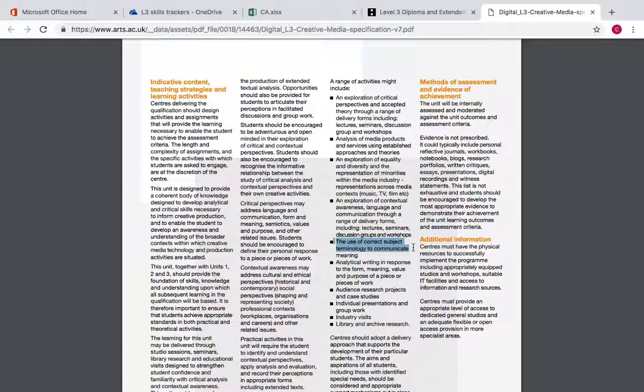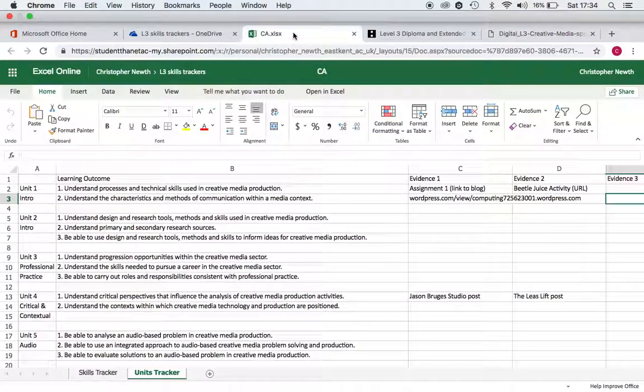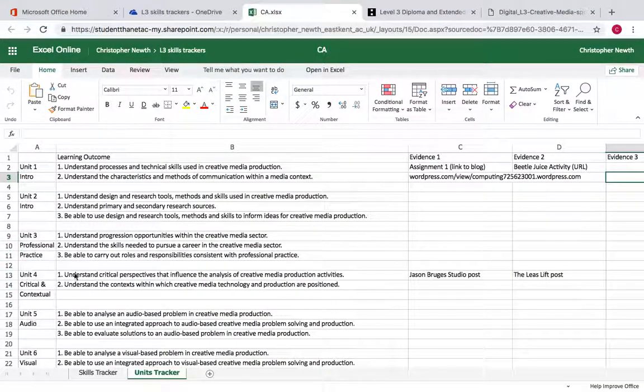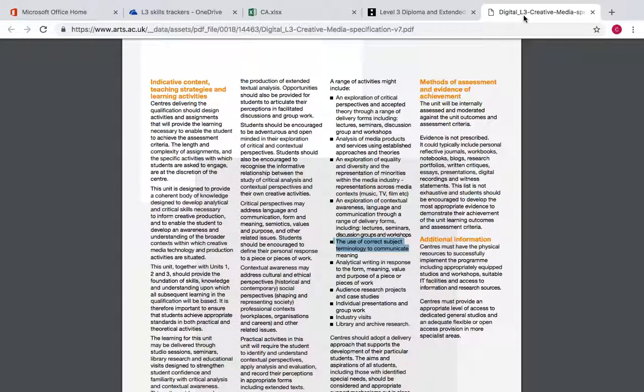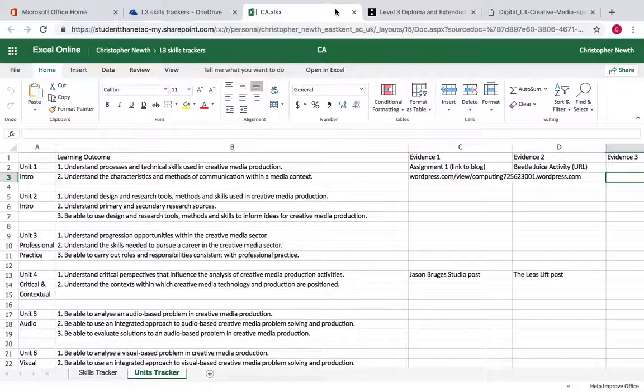Okay, so Unit 4, I've probably gone on far too long about this, but it's a difficult topic, so it's well worth just getting your head around it by reading the specification. That's all I'm going to say for now.